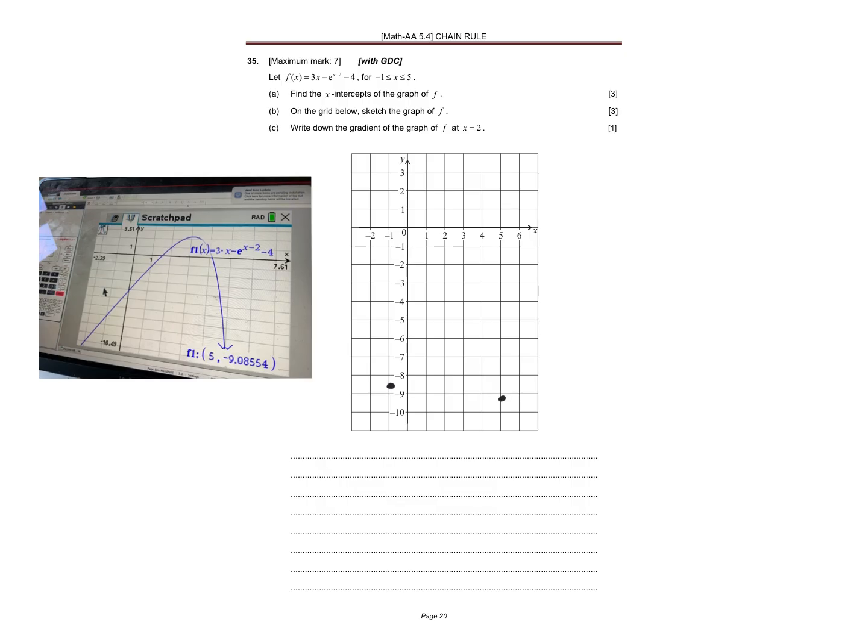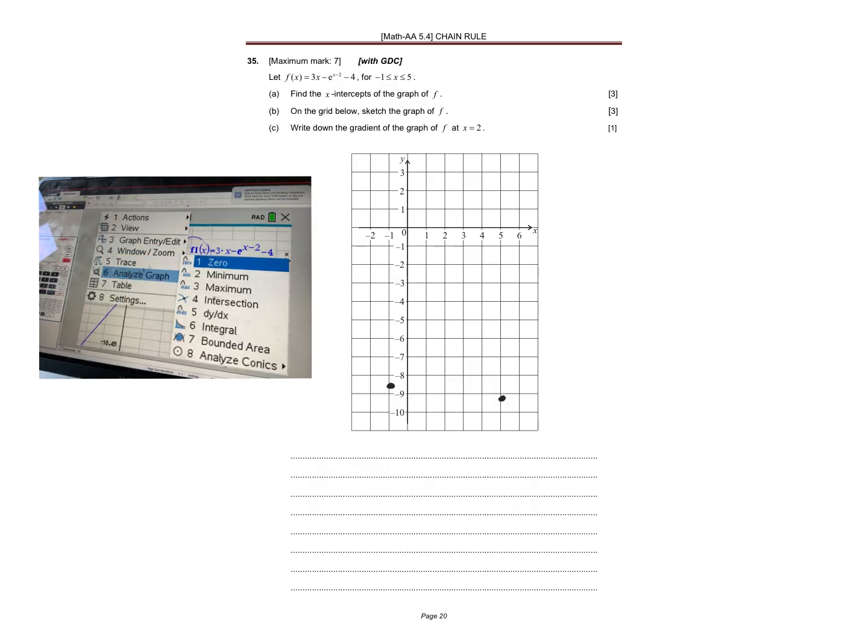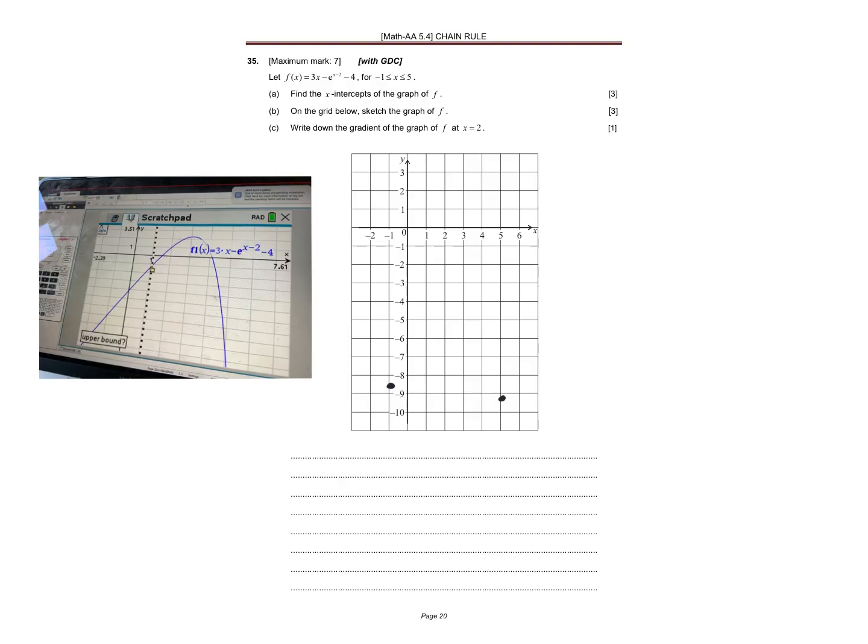And then we just need the x-intercepts, which is analyze graph, zero. So we've got 1.54, which is about there. And then we've got 4.13. So labeling all of this, which is like there. And then we need the maximum, which is 3.1, 2.3. Oops. So 3.1, 2 point, like there. And then we will connect those in just a second.